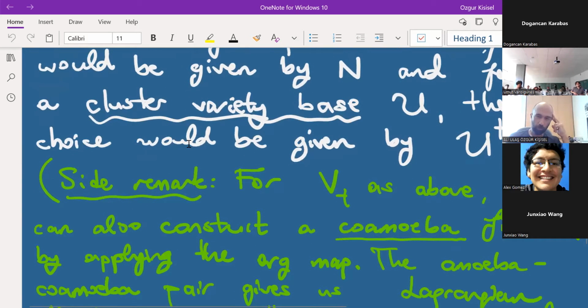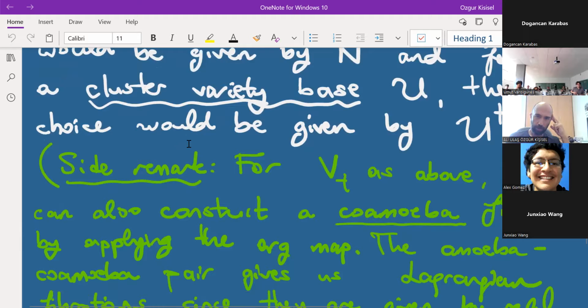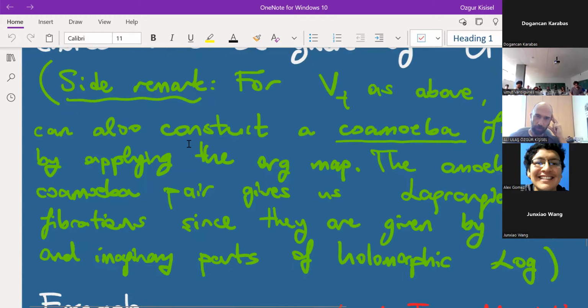Now, two side remarks, one of which I wrote, the other which I didn't. One thing which I think is relevant, but I cannot figure out exactly how, is that for V_t as in the above amoeba picture, one can also construct the so-called co-amoeba fibration. This time you apply not the log map, but the arg map to the coordinates. This amoeba, co-amoeba pair of fibrations gives Lagrangian fibrations essentially because they are the real and imaginary parts of some other holomorphic coordinate, which is holomorphic log. That's a very useful fact for many applications of amoebas.